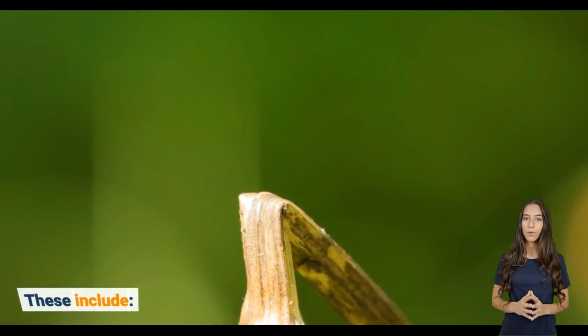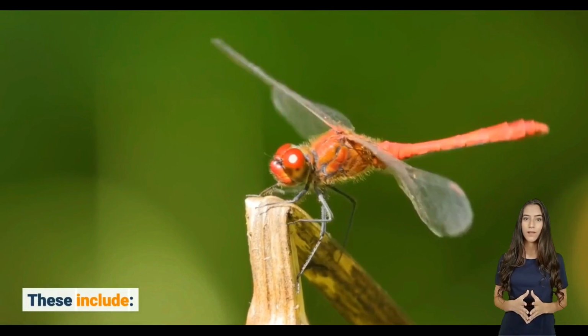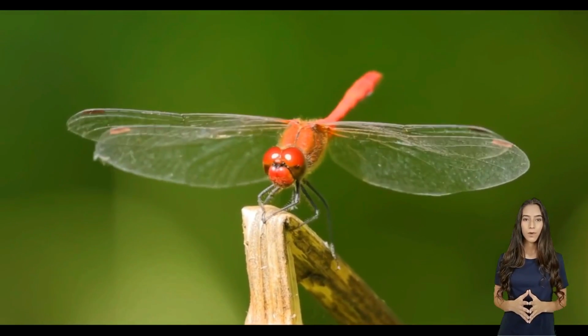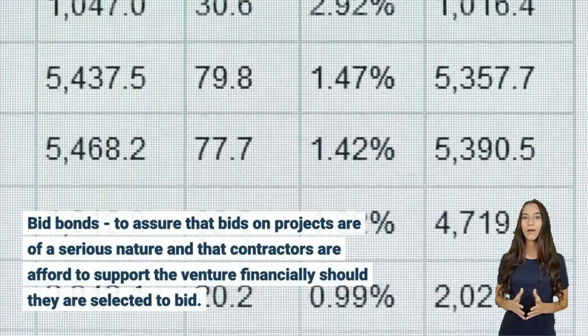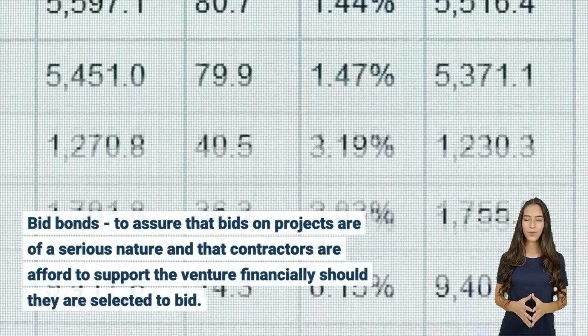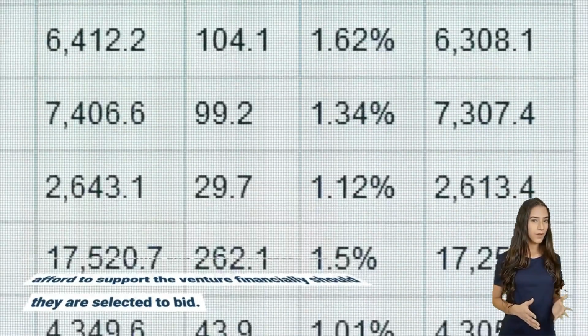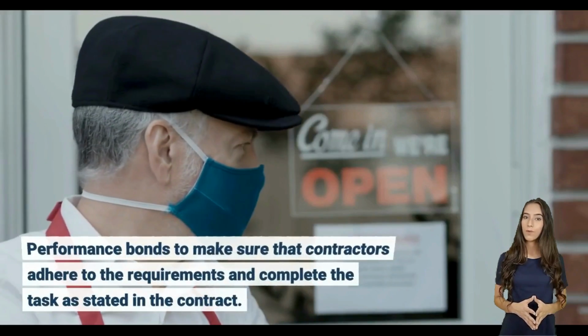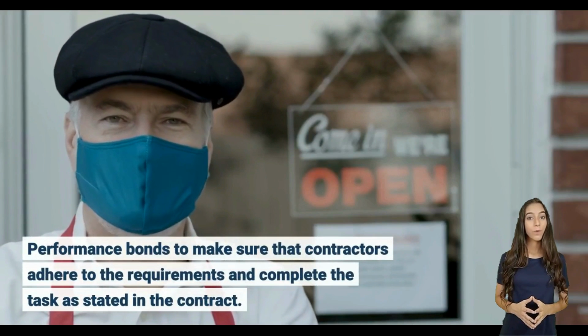These include bid bonds, to assure that bids on projects are of a serious nature and that contractors can afford to support the venture financially should they be selected. Performance bonds, to make sure that contractors adhere to the requirements and complete the task as stated in the contract.